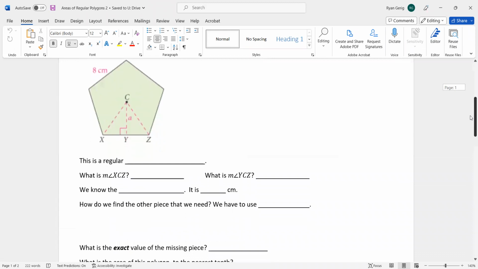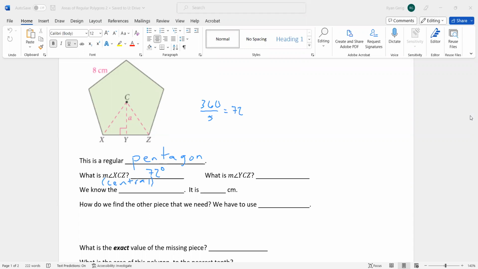Here we go. In this picture, this is a regular pentagon. It's got 5 sides, called a pentagon. What is the measure of XCZ? XCZ is a central angle made by 2 radii. One of those is 360 divided by, there's 5 central angles. That gives me 72. So XCZ is 72 degrees.